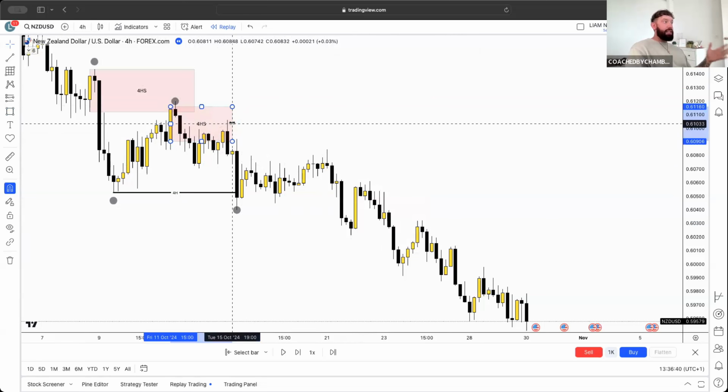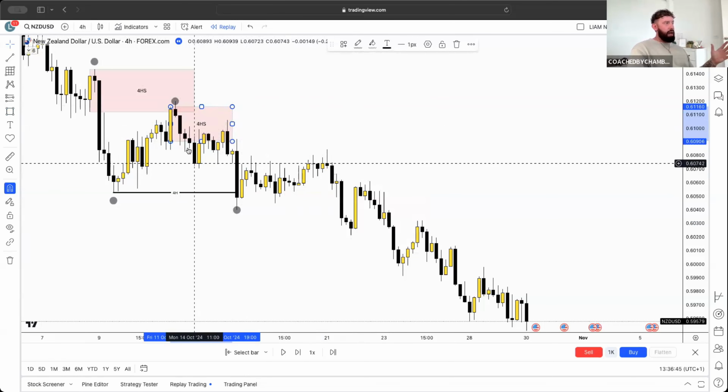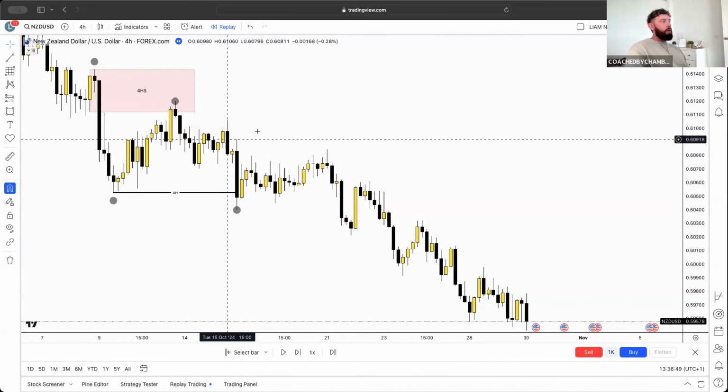That is a valid supply area, but it's not a valid supply area for you to take, because you want to see a 4-hour supply area met after it breaks structure. So that is a 4-hour supply, but not what we look out for.